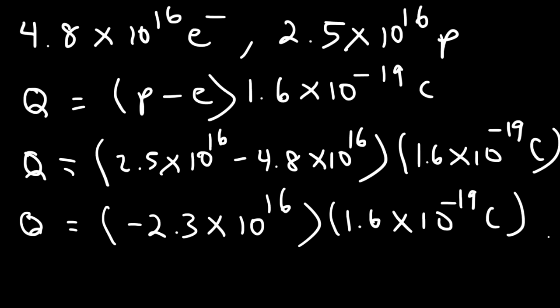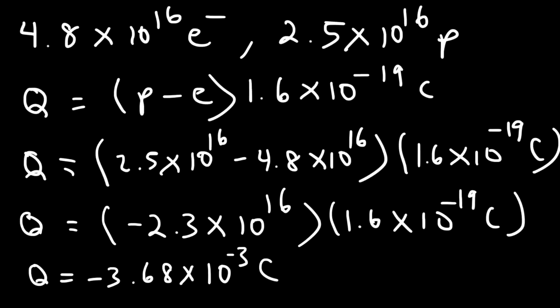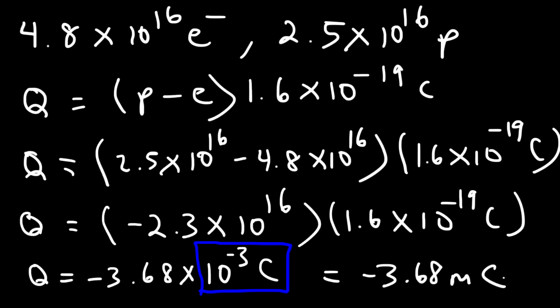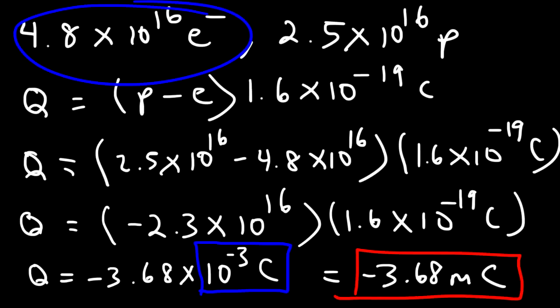Now, if we multiply these two numbers, this will give us negative 3.68 times 10 to the minus 3 coulombs. Now, 10 to the minus 3 is associated with the prefix milli. So we could say that this is negative 3.68 millicoulombs. And so we can write the final answer like this. So as you can see, if you have more electrons than protons, the net charge will be negative.